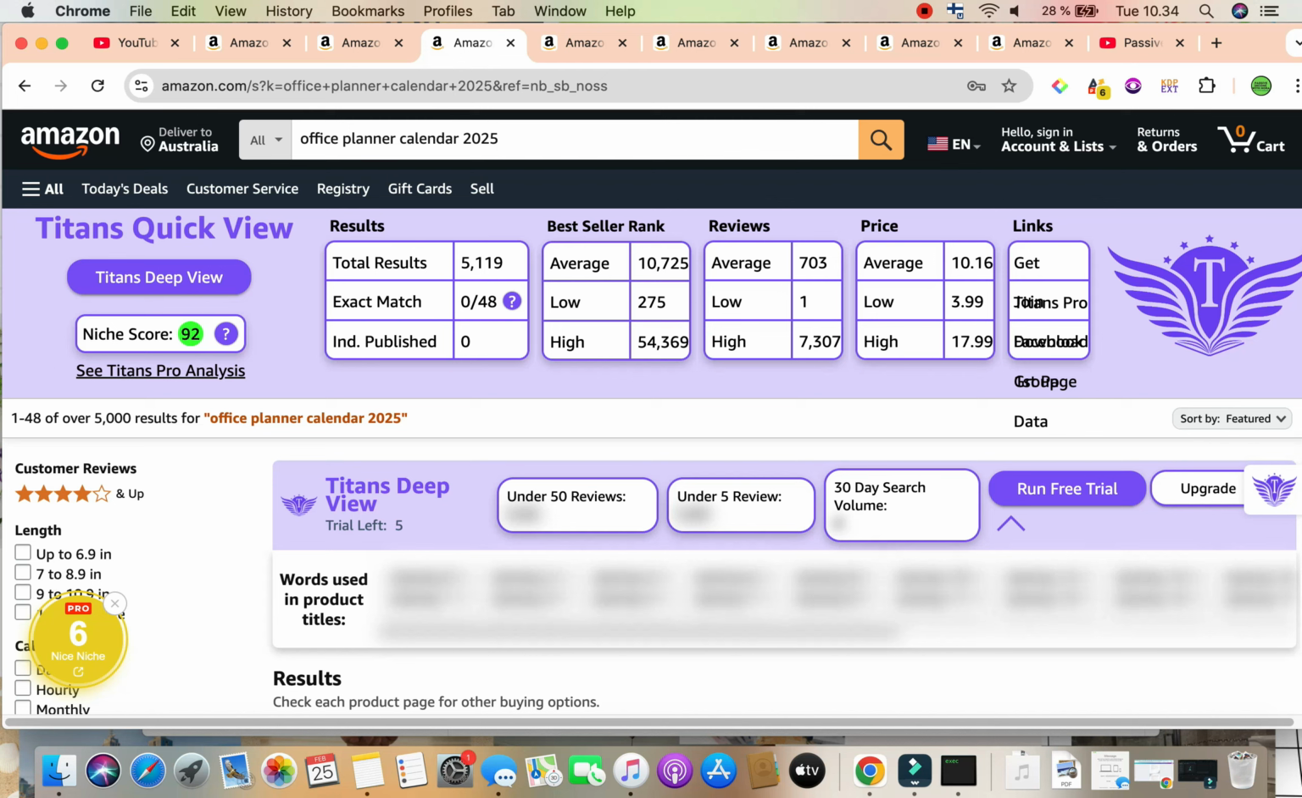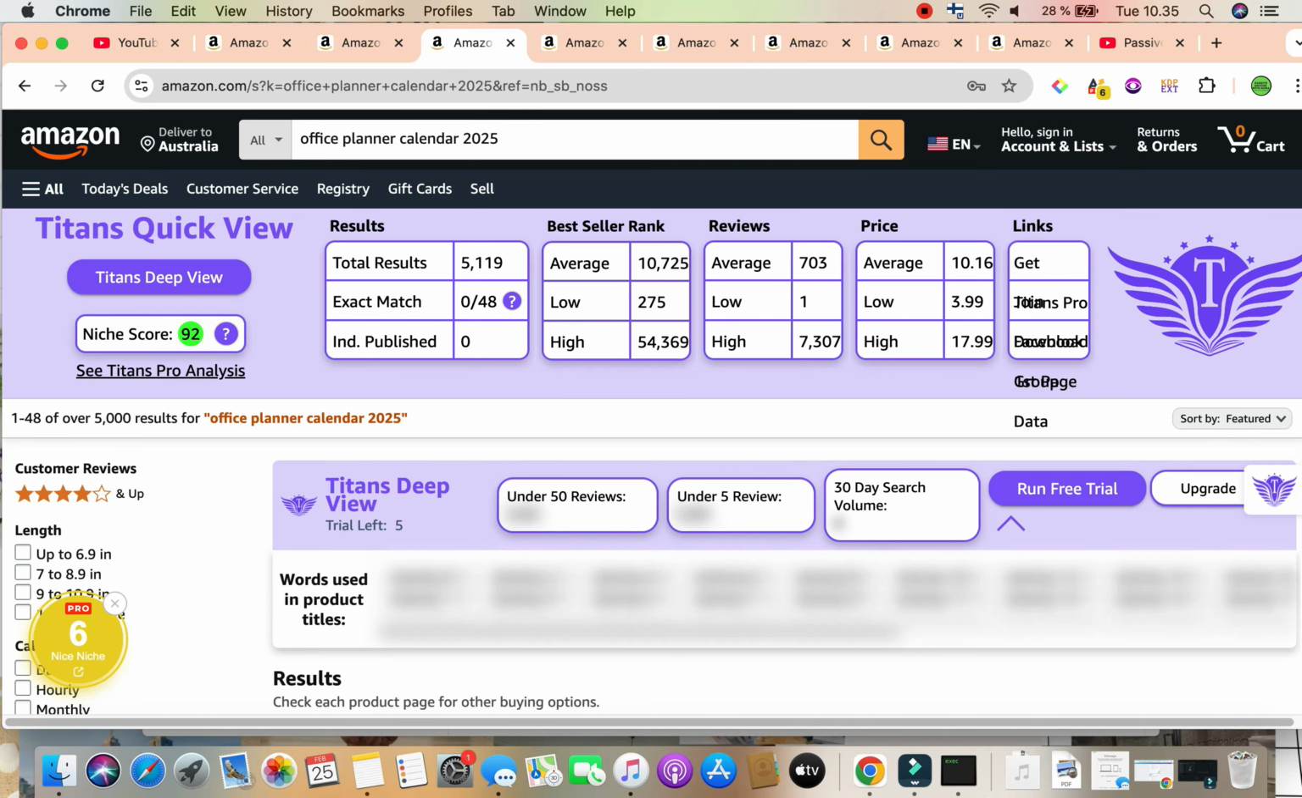Now, this is one of the keywords that you can either use for the 7 keyword slots, or you can even get away with using for the subtitle as well. Although it does have the year 2025, and I don't really recommend that because you're not able to change the title or the subtitle as far as I know, but it does fit the slight metrics for the subtitle in a way. Then again, great keyword, great potential, the Office Planner Calendar 2025.